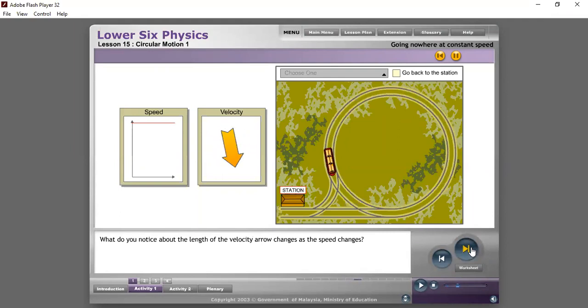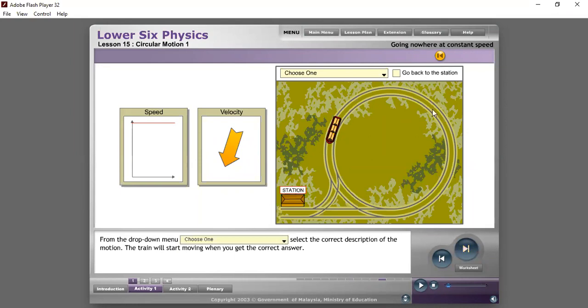What do you notice about the length of the velocity arrow as the speed changes? Answer. It is the same, because the speed is the magnitude of the velocity. Click the pause button to freeze the motion and look at the speed and velocity. From the drop-down menu, select the correct description of the motion. The train will start moving when you get the correct answer.